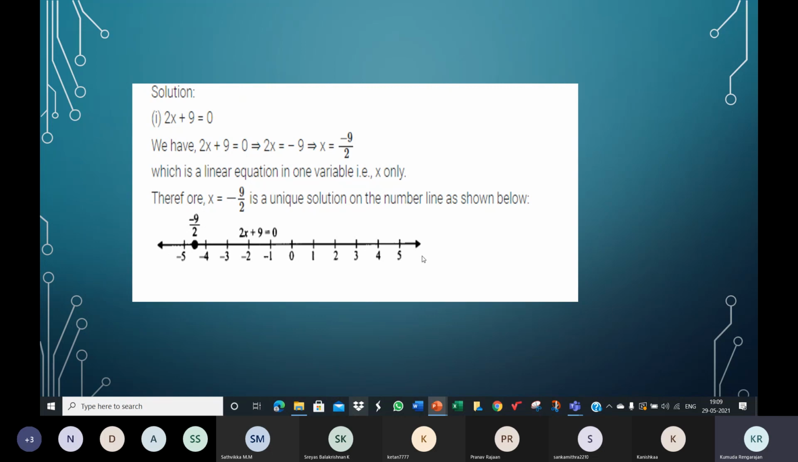See, children, on the number line, you can see the point here, minus 4.5. It's between minus 4 and minus 5. Just mark a point there, minus 9 by 2. You can just write x is equal to minus 9 by 2.